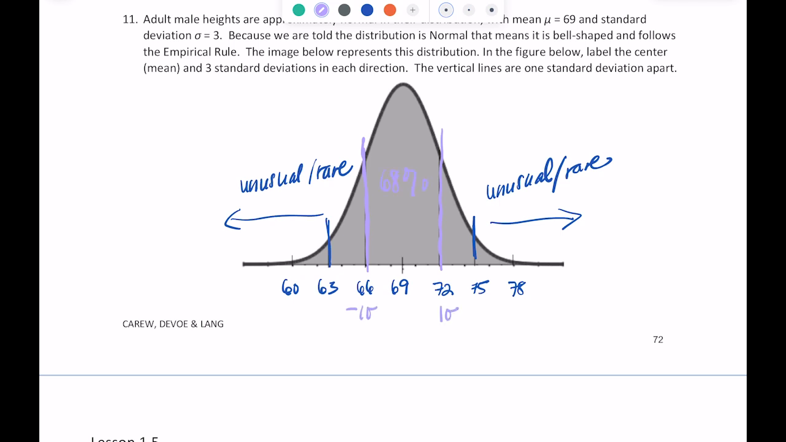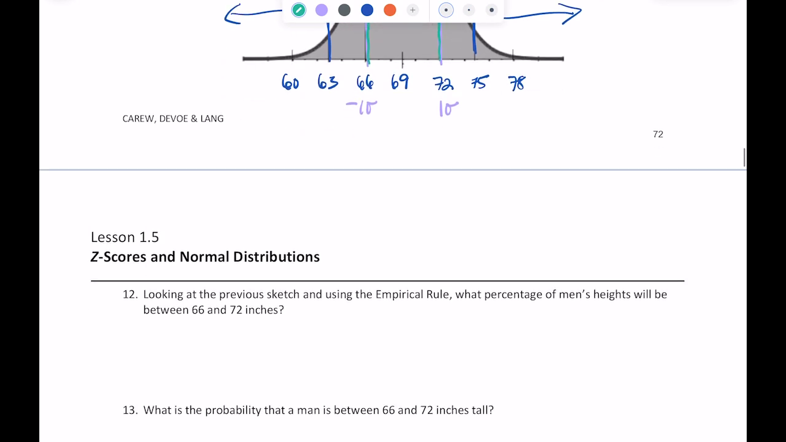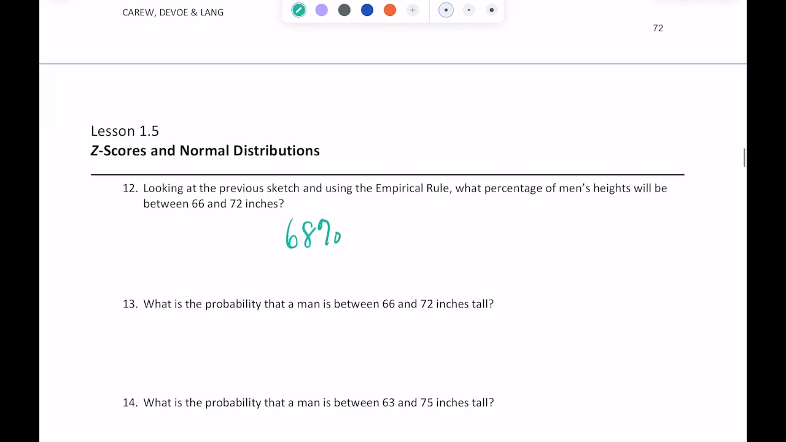So remember that 68%, it's kind of hard to see that, so let me write it like this. 68% falls within 1 standard deviation above and below the mean. So we can say that the percentage of men's heights that will be between 66 and 72 inches is approximately 68%. Okay. Number 13 is saying, what is the probability that a man is between 66 and 72 inches?